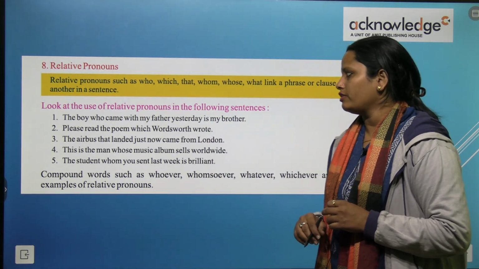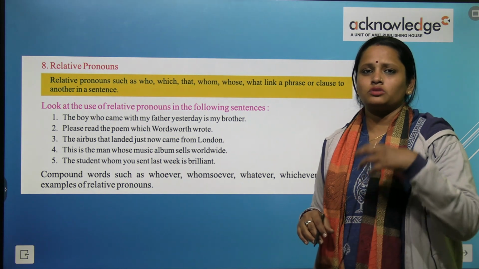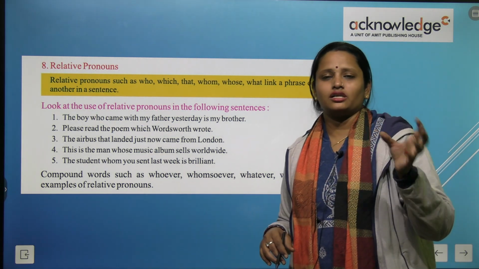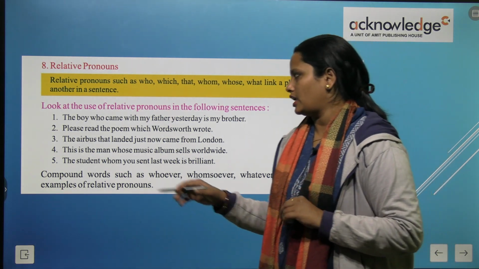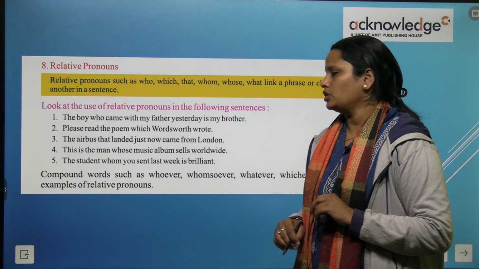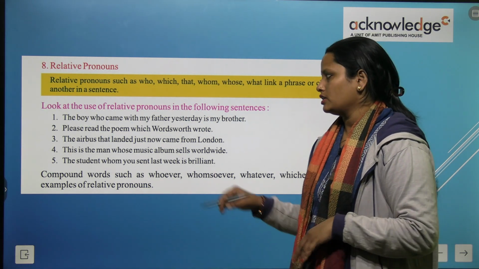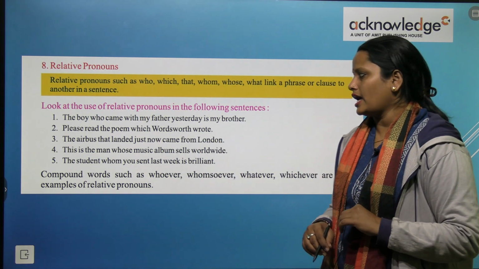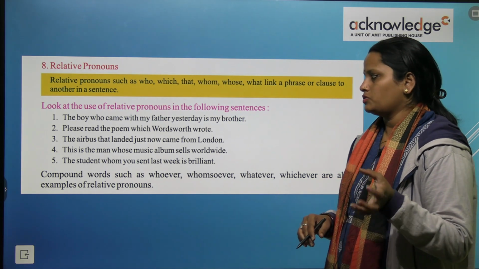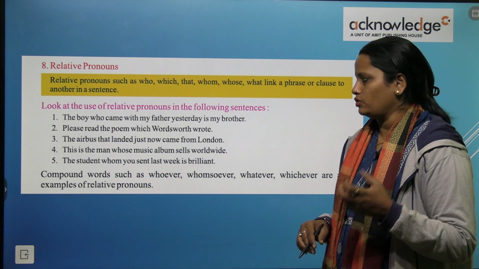The boy who came with my father yesterday is my brother. So अब यहाँ पे किसकी बात हो रही है? उस बॉय की बात हो रही है जो मेरे फादर के साथ आया था. So रिलेशन क्रिएट किया जा रहा है, यहाँ पे रिलेट किया जा रहा है. Please read the poem which Wordsworth wrote. So यहाँ पे भी अब रिलेट किया जा रहा है पोम को वर्ड्सवर्थ से. The airbus that landed just now came from London. अब एयरबस को उससे रिलेट किया जा रहा है जो अभी आई हुई है.